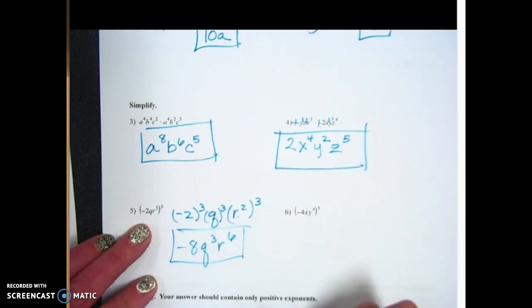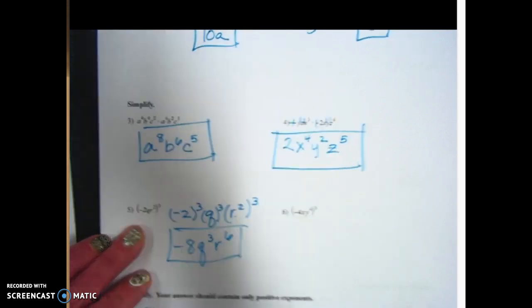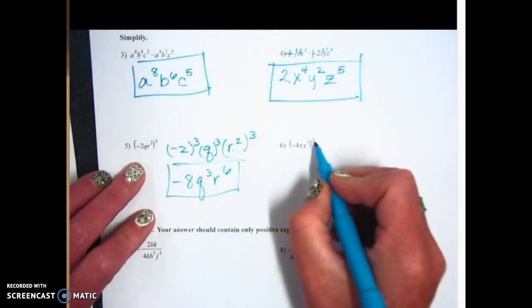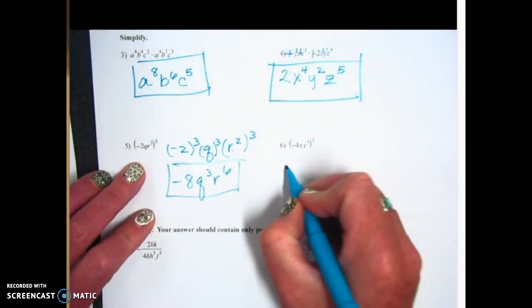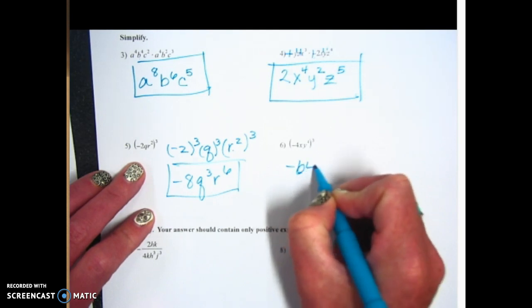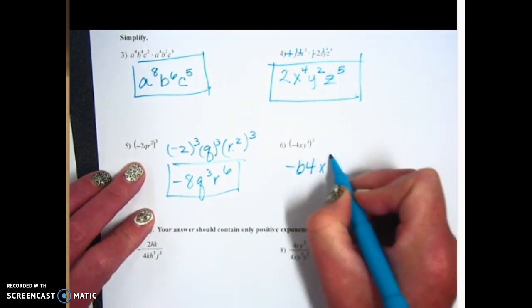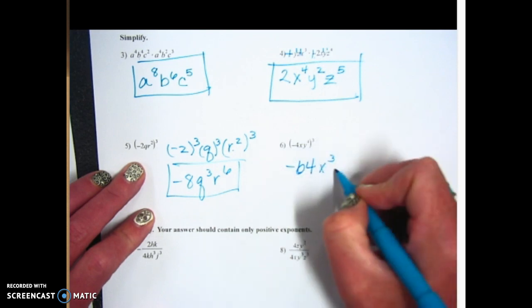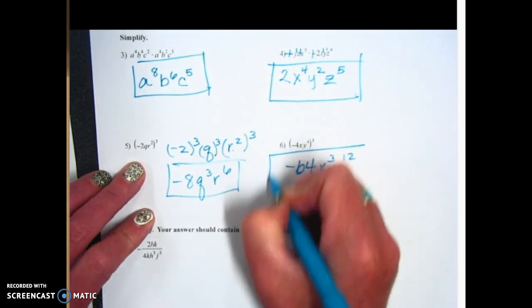Same thing here, everything in the parentheses needs to go to the power. So I'm going to have negative 4 to the 3rd, which is negative 64, x to the 3rd, and y to the 4th to the 3rd is y to the 12th.